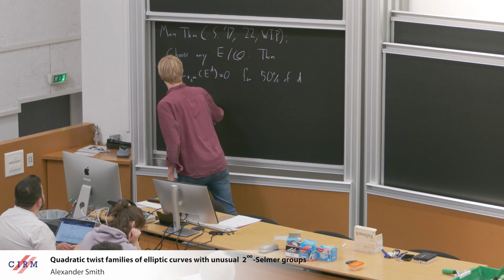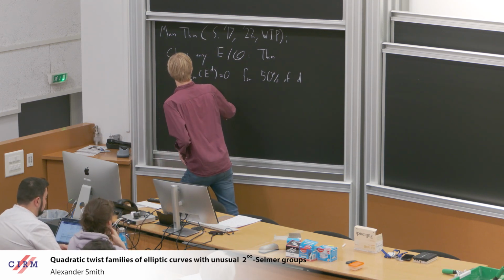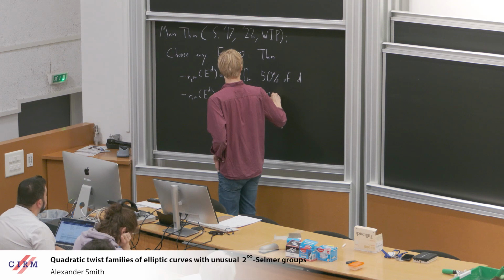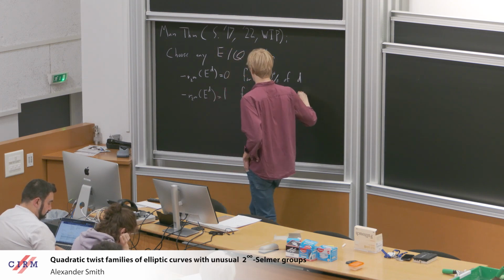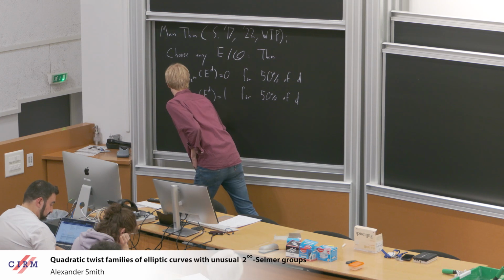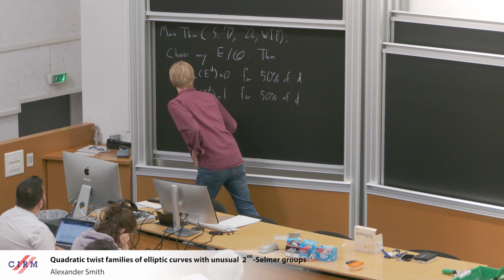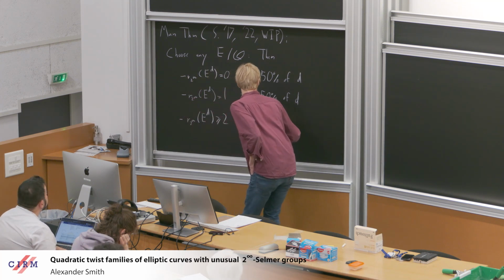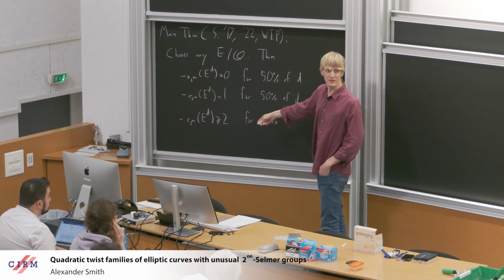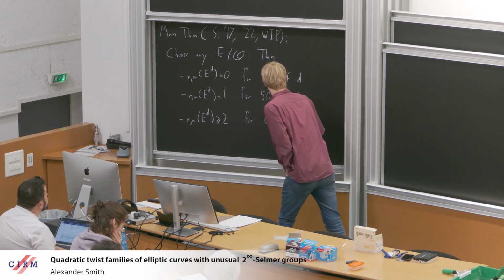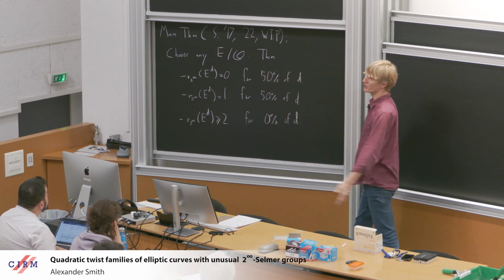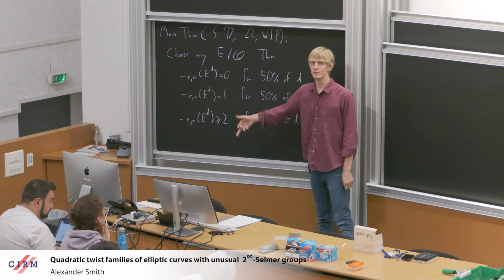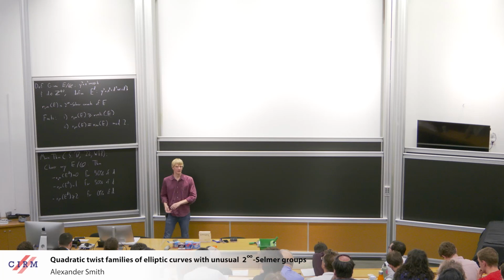And then R2 infinity of E_D is equal to 1 for 50% of D. And finally, R2 infinity of E_D is greater than or equal to 2. And of course, I didn't actually need to write this down, but you have 50 plus 50, that's 100, leaves 0% for everything else. So the proportion which have higher 2 infinity Selmer corank goes to 0 as you consider more and more twists. Okay, great.